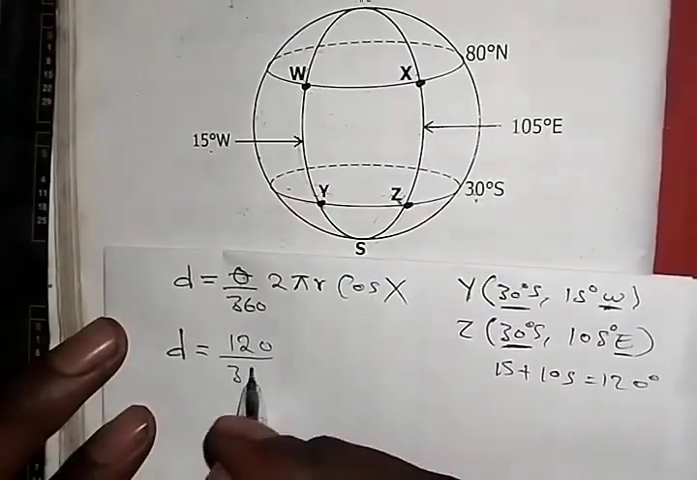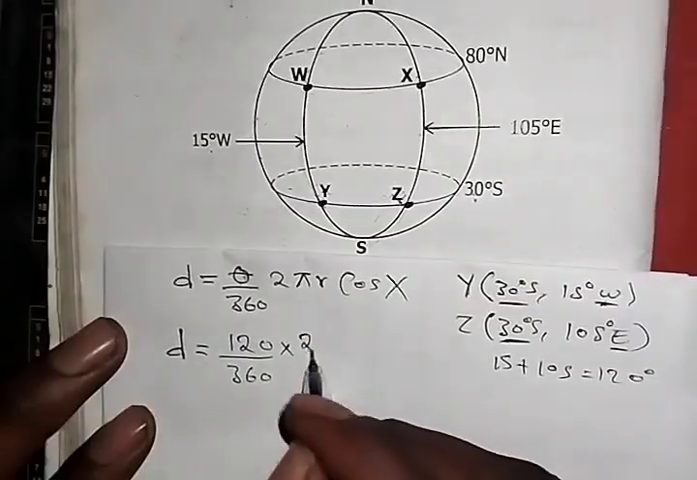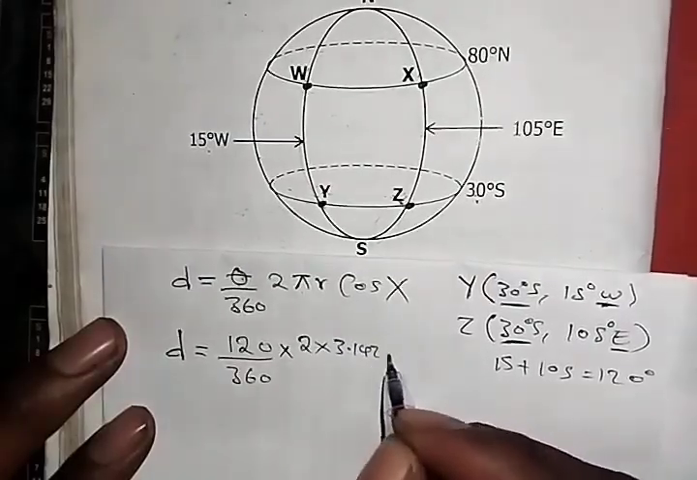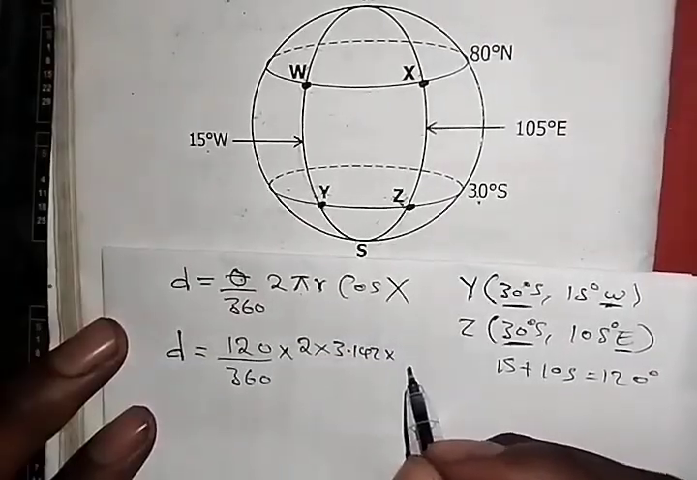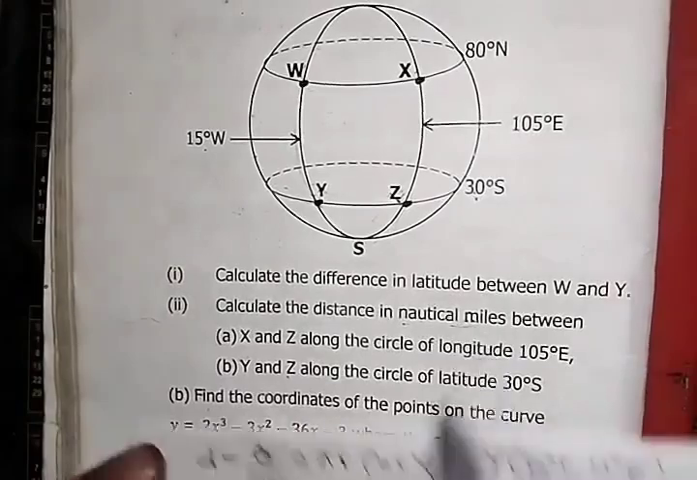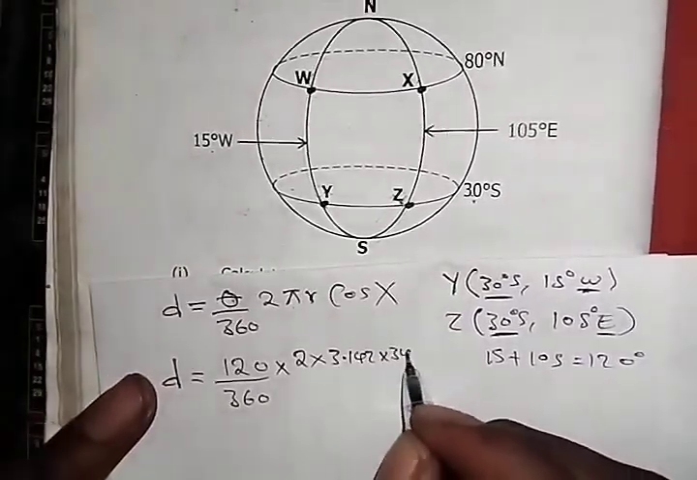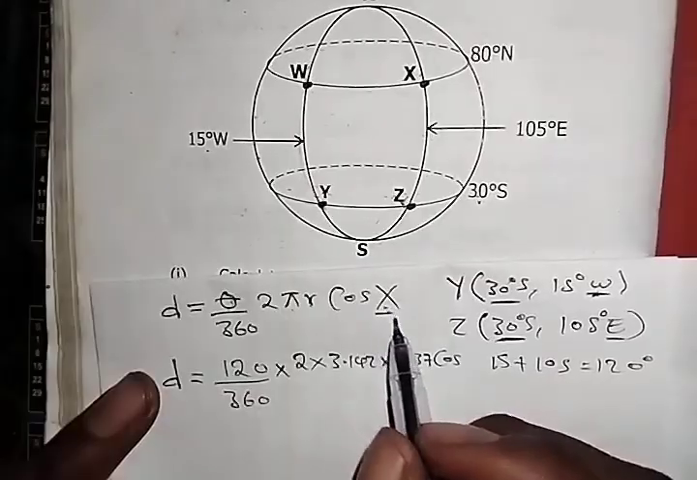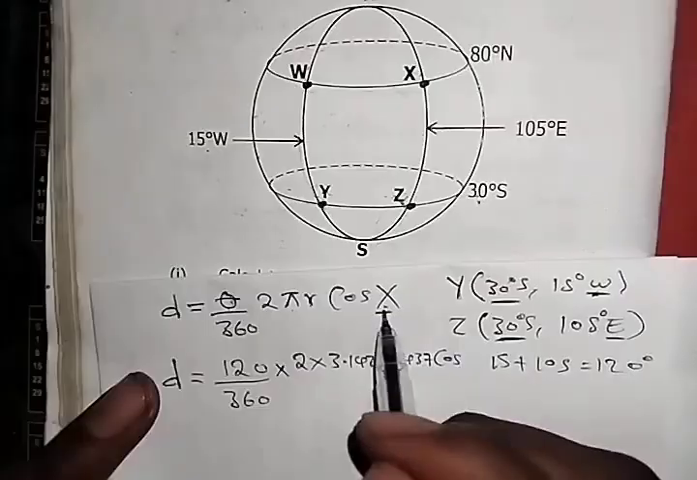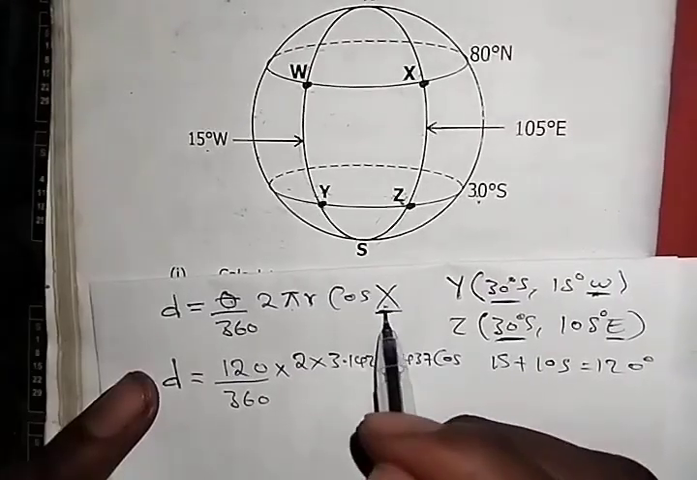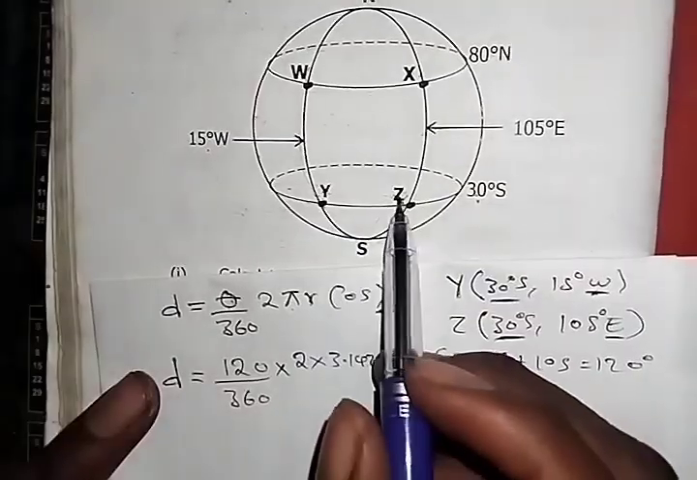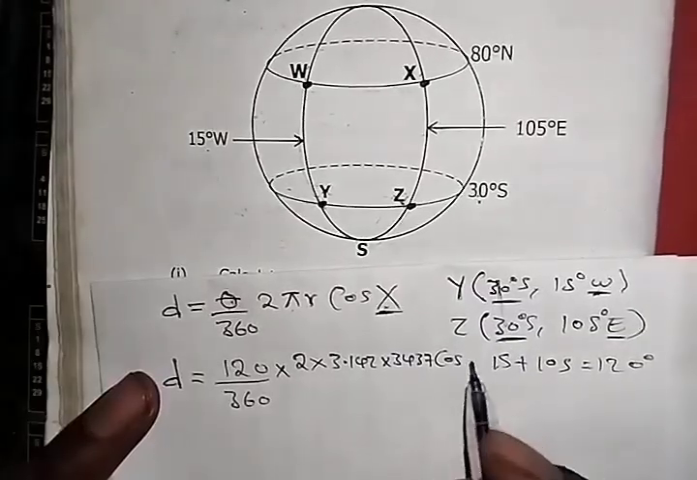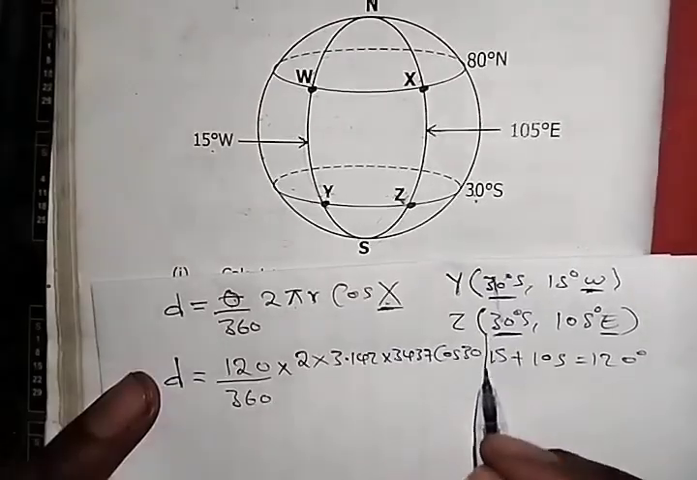So theta is now 120 over 360 times 2 times pi, which is 3.142, times the r, which is 3437, because we are calculating the distance in nautical miles. So 3437 cos x. Now what is cos x? X is the common number between y and z, that is the latitude. So the latitude between y and z is 30. As you can see, y and z, the latitude is 30. So we put cos 30 here.